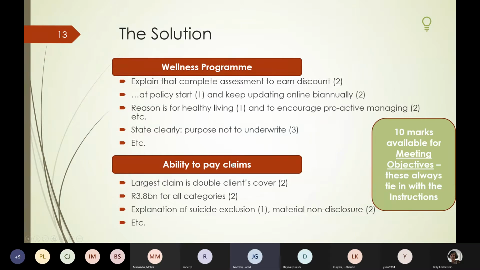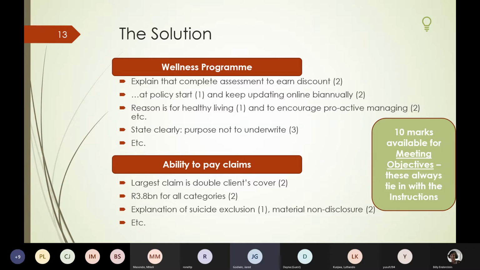The other section was the ability to pay claims. So I just pulled this one as well. If you mentioned that the largest claim is double the client's cover, you got 2 marks. Now, if you didn't mention that exact way, you might have said your cover is half of our largest claim, or we've had claims that are twice the size of your cover last year.